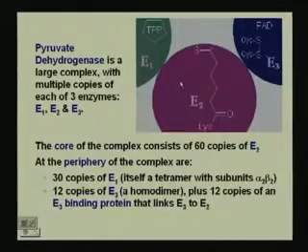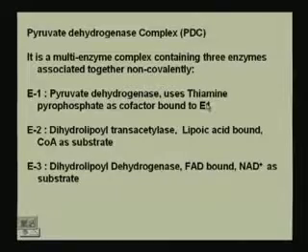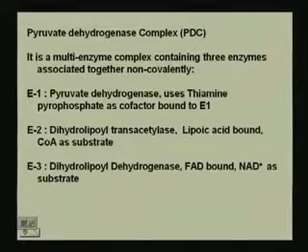Each of these has its own cofactors associated with it. So, E1 is actually pyruvate dehydrogenase that uses TPP as the cofactor. E2 is dihydrolipoyl transacetylase that is lipoic acid bound and uses coenzyme A as the substrate. So, as soon as we have coenzyme A, we know that we are going to create acetyl coenzyme A, the acetate coming from the pyruvate. And in the next one, we have E3 where FAD is the cofactor and NAD plus is the substrate.